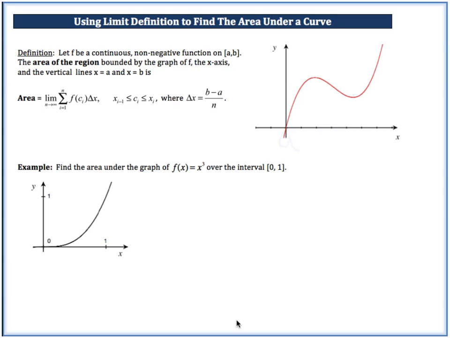So let's just talk about our interval here from a to b. Let's pick b out here. So we're going from this point over here to this line. Okay, and we're just going to say that this would be x sub i minus 1, and then this right here would be x sub i, and we just need to let c sub i be somewhere in between here.